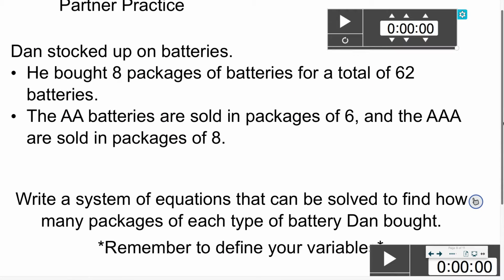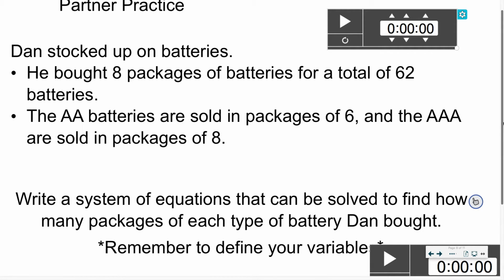Dan stocked up on batteries. He bought 8 packages total, for a total of 62 batteries. If he opened up all 8 packages on a desk, there would have been 62 batteries there. The AA batteries are sold in packs of 6, and the AAA batteries are sold in packs of 8.